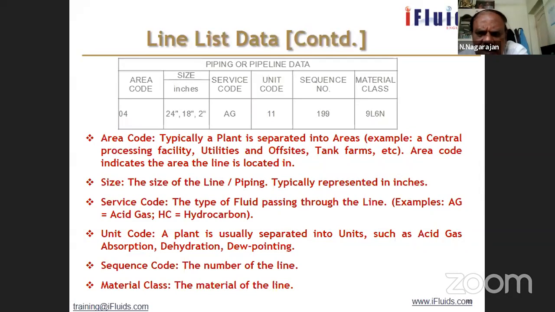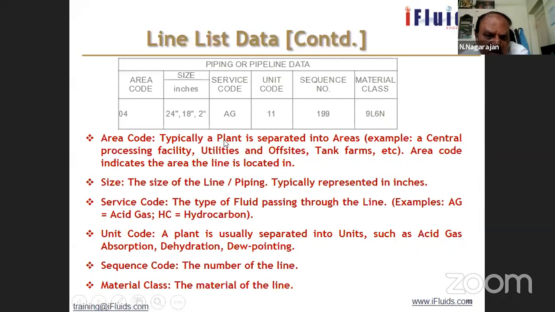This is another example. Material is 9L6N. This we will see what is 9L6N. So area code we understand, particular area of the plant. Central processing facility, utilities, tank farms, etc. Then size of the pipe, typically represented in inches. This is always the convention. We don't put millimeter, meter, etc. It is always given in inches.